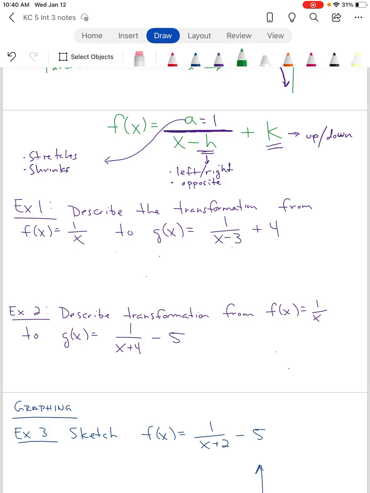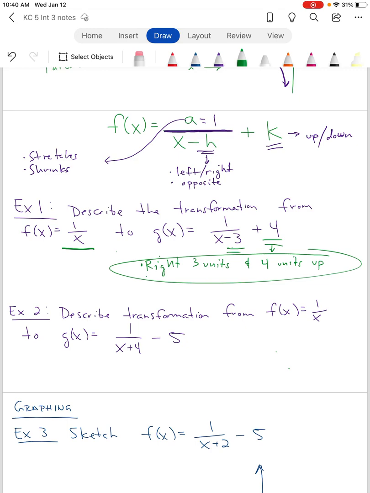So describe the transformation from 1 over x to 1 over x minus 3 plus 4. Okay, so you see that you have a negative 3 here and a positive 4 here. If I look at my general function for transformations above, the one on the bottom, that negative 3 will move it left or right. Now, because it is a negative, the opposite of that would be to go to the right. So it moves right 3 units. And this number right here will go 4 units up since it's positive, which is my final answer.